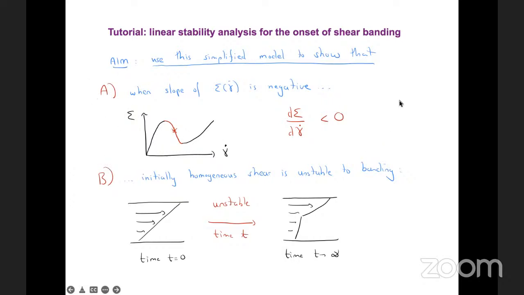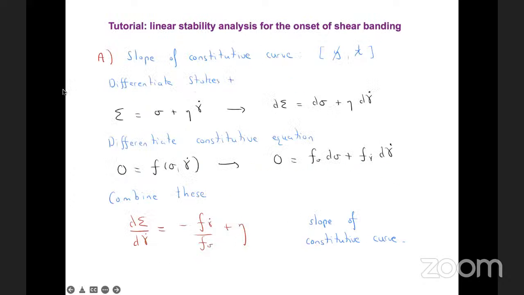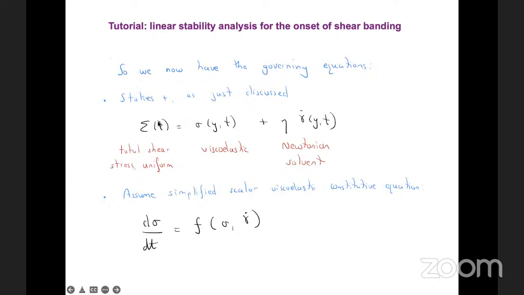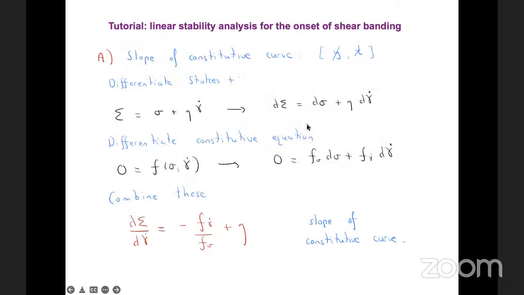So first of all, let's look at the slope of this constitutive equation. To do that, what we need to do is differentiate these two equations here. I'm going to do that by writing them as total differentials. Really what we want is d sigma by d gamma dot. You could write that, but I'm just going to choose to write d big sigma, d little sigma, d gamma dot. So differentiating Stokes plus, we get d big sigma is d little sigma plus eta d gamma dot.